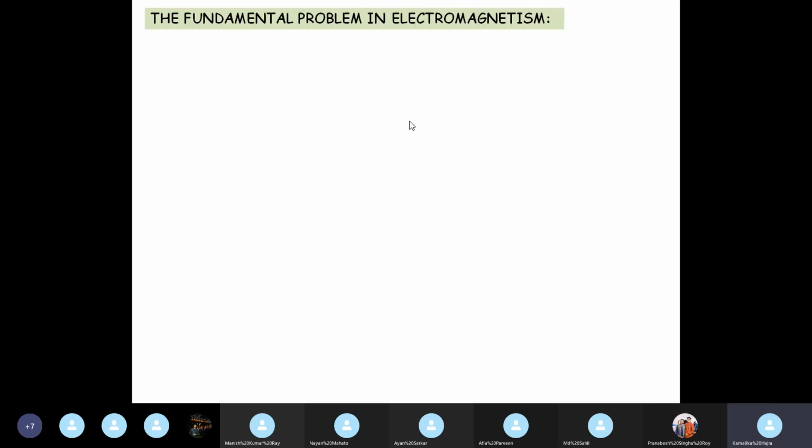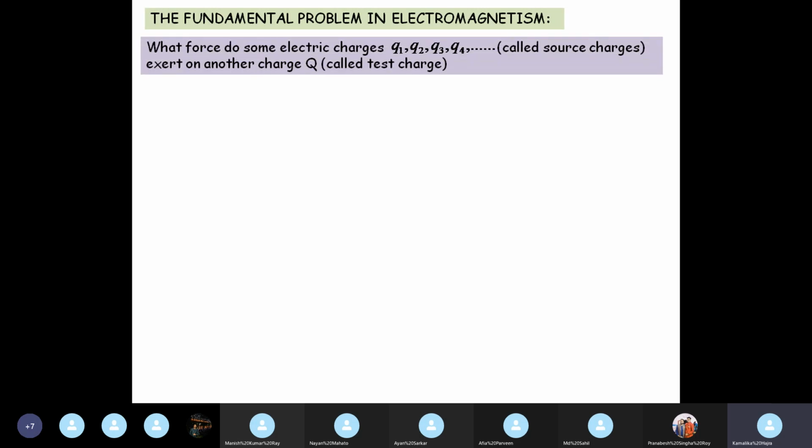So we saw that, apart from the very initial facts about electrostatics, the fundamental problem in electromagnetism was to find out the force that some electric charges exert on another charge. Now these charges that are exerting the force are called the source charges.